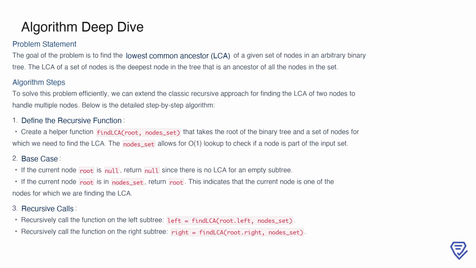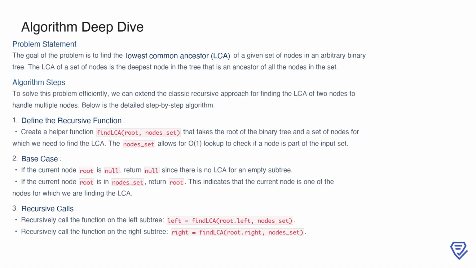The problem asks us to determine the lowest common ancestor, or LCA, of a given set of nodes in a binary tree. The LCA is defined as the deepest node in the tree that is an ancestor of all the nodes in the set. To achieve this, we extend the classic approach for finding the LCA of two nodes and adapt it for multiple nodes.